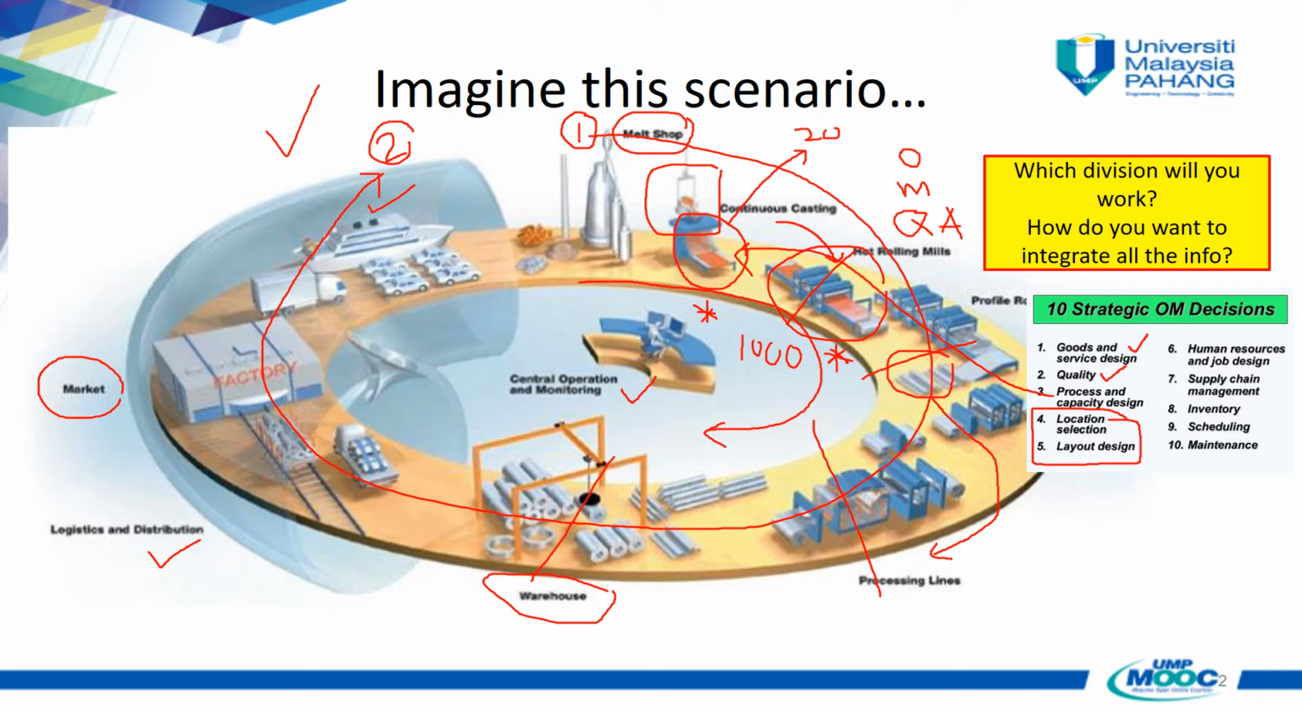Another decision that we need to make as future engineers is about human resources and job design. Of course this is very important because we want to know how many people will be working here, how many engineers, how many technicians, how many quality control staff we expect will be controlling here. This is human resources and job design. What is the expected technical expertise for each of these? How many technicians do you want?